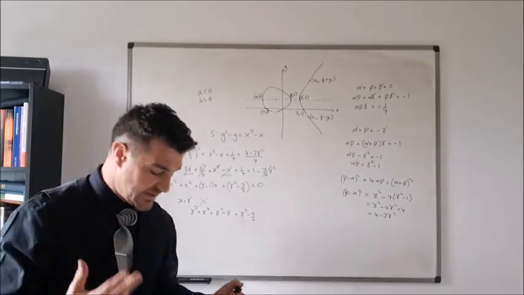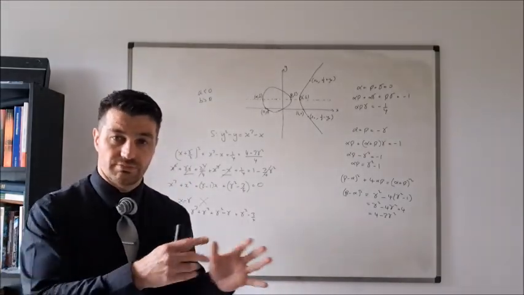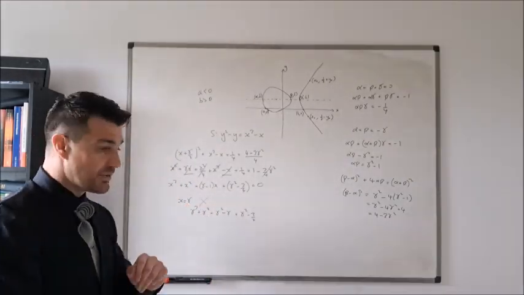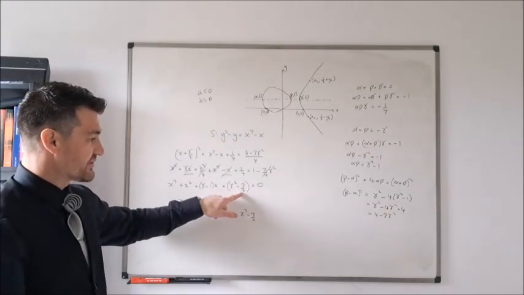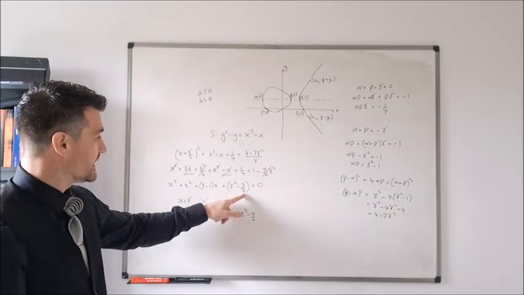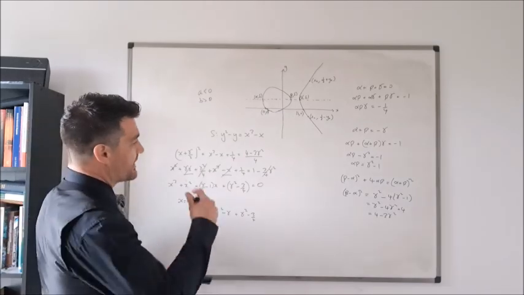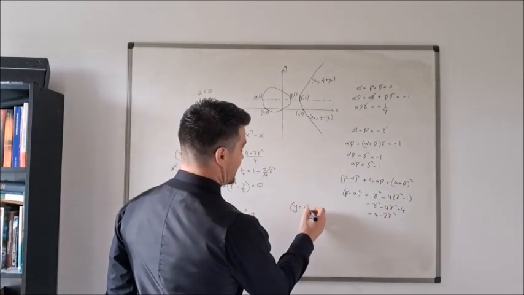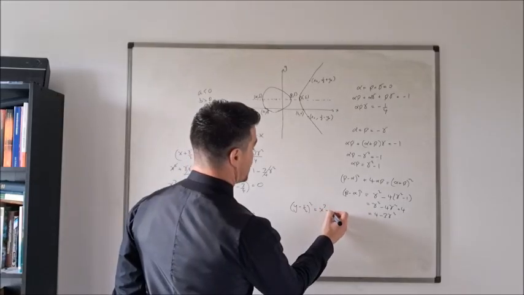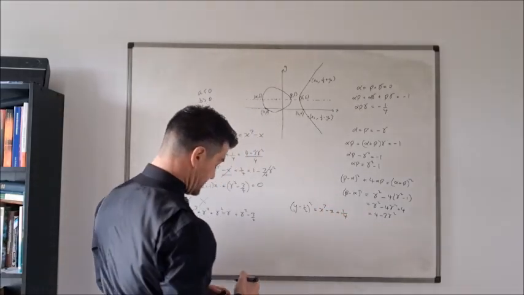But it can motivate you to try out other possibilities. The thing that I noticed here was this minus 3/4. Because if you think about the curve S, we had y minus a half squared equals x cubed minus x plus a quarter.